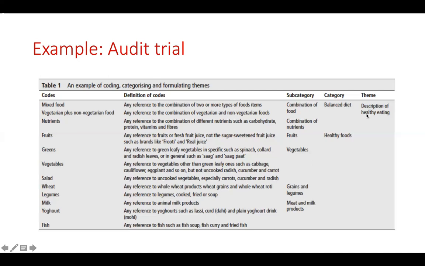They described the healthy eating as balanced diet or healthy food, and balanced diet consisted of combination food or combination of nutrients that is further linked with these codes: mixed foods, vegetarian plus non-vegetarian, and nutrients. And then healthy food consisted of fruits, vegetables, grains and legumes, and meat and milk products that could be further divided into these codings.